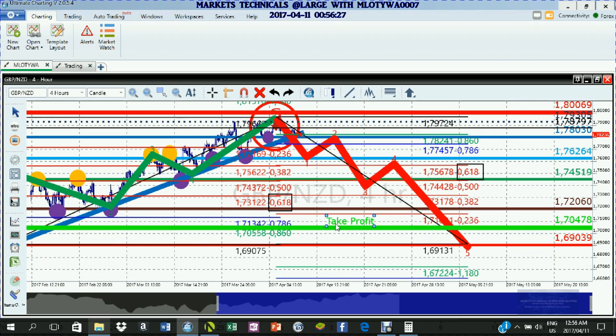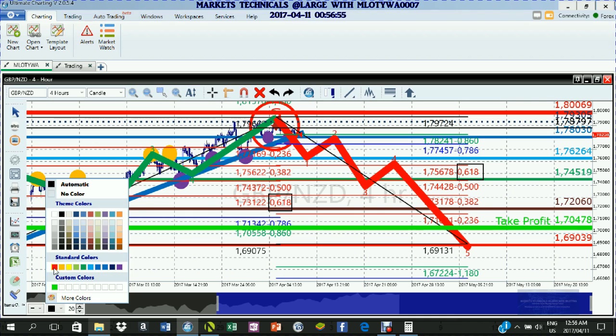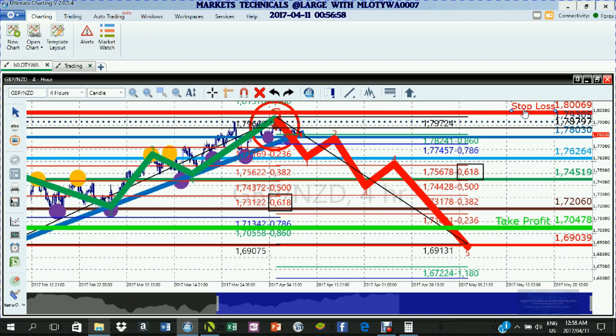Take profit. Take profit. There's a take profit, and we have another one here, which says stop loss. The stop loss, we denote this as red. It's red, guys. There is our stop loss. You saw that, guys.